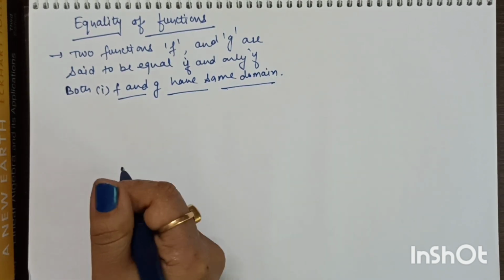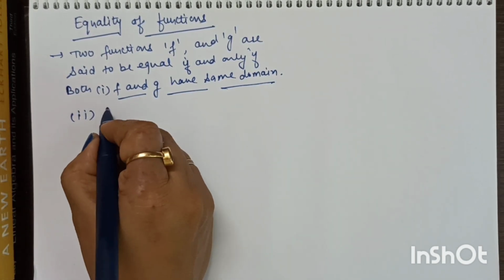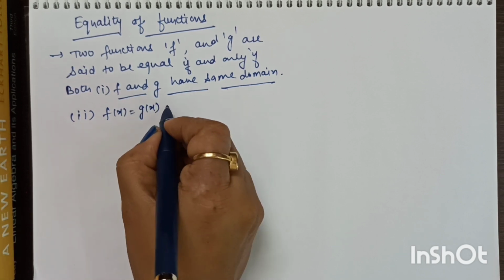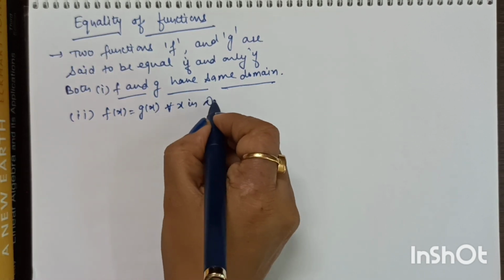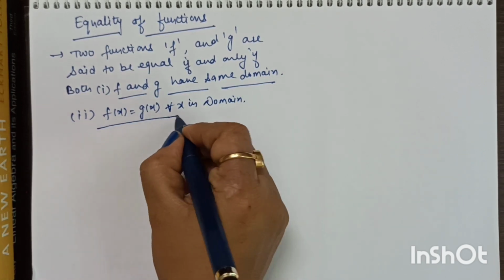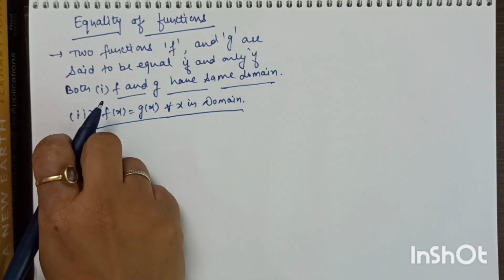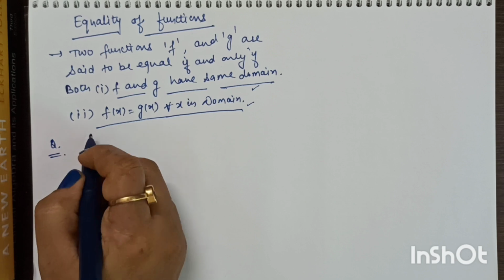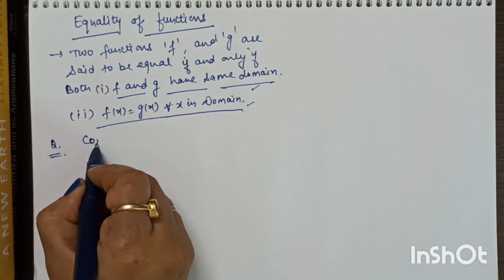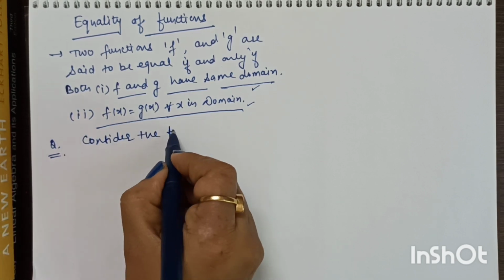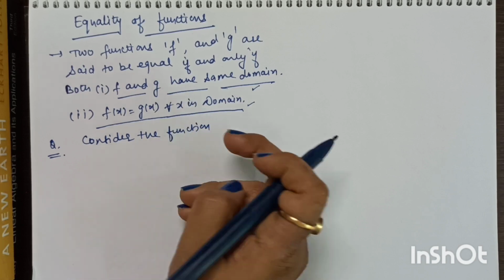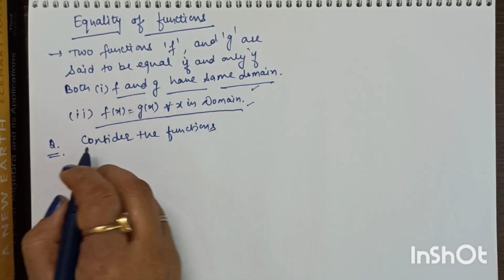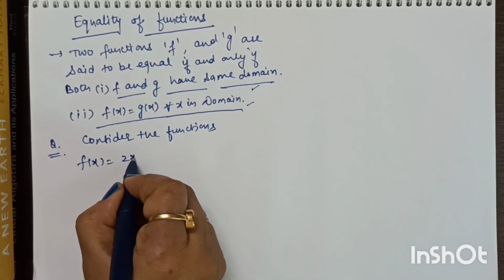After that, the second criterion says they should attain the same value for each value of the domain, right? But students remember only this part. First of all, the domain should be the same. Second, they should have equal values for each and every point of the domain. So for a question, I'm discussing an example which will clear up why the domain is necessary.